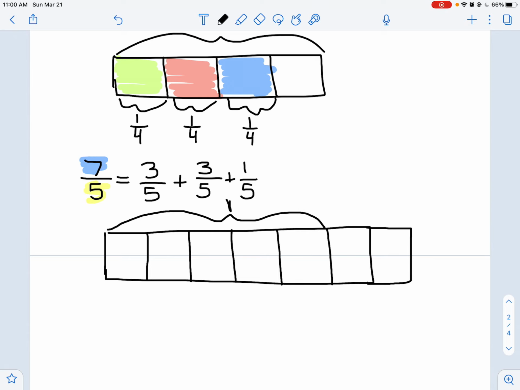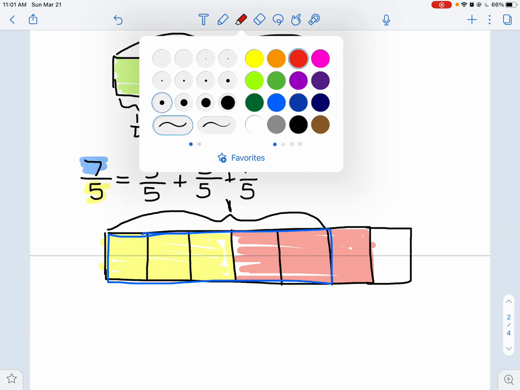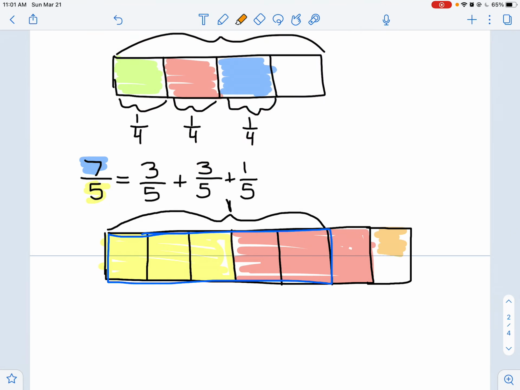This is 1 whole. Do you guys see that? I'm telling everybody that this part is my whole. So now I've got 3/5, so I'm going to color in 3/5. And then I've got 3/5, so I'm going to color in 3 more fifths. And then I'm going to color in 1/5 so that I can show that 3/5 plus 3/5 plus 1/5 equals a total of 7/5.